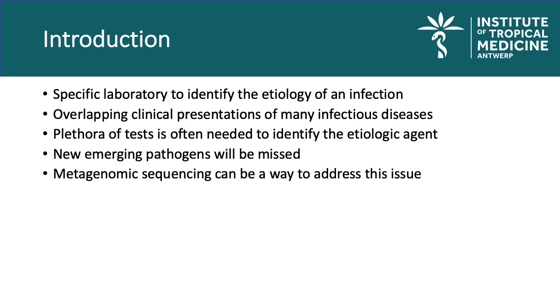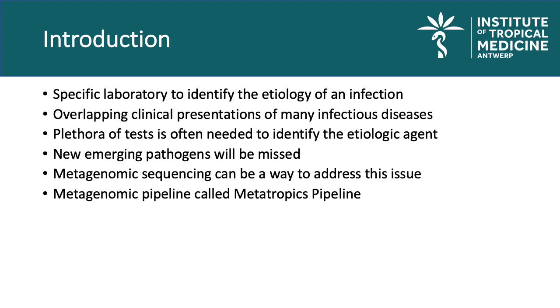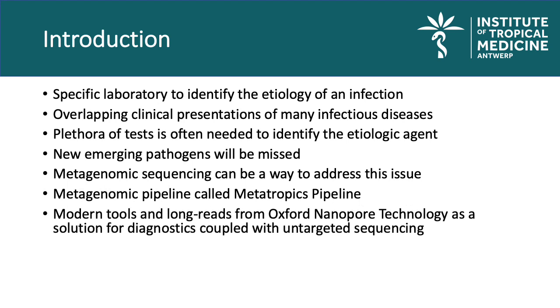Hence, a metagenomic sequencing approach can be presented as a solution for this problem, since all the genetic material of a sample will be sequenced and analyzed. Nevertheless, the analysis of this data demands several tools and some knowledge of computational biology. Thus, we have developed the Metatropics pipeline, which applies modern tools and long-read data from Oxford Nanopore as a solution.